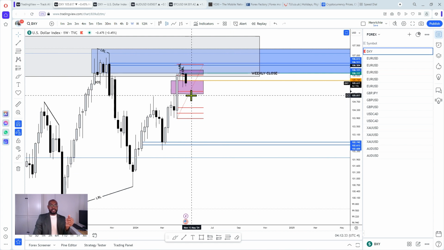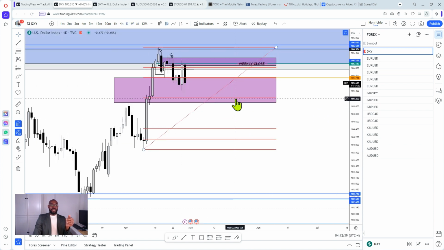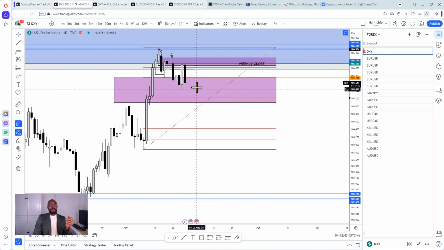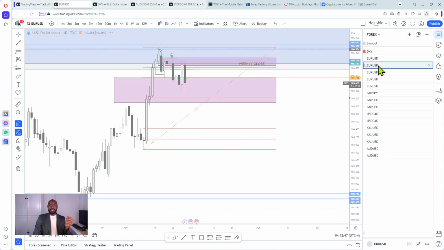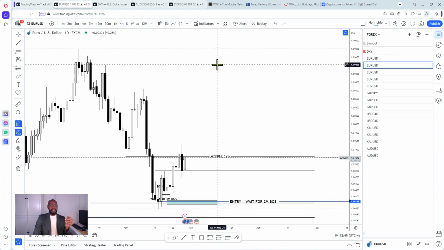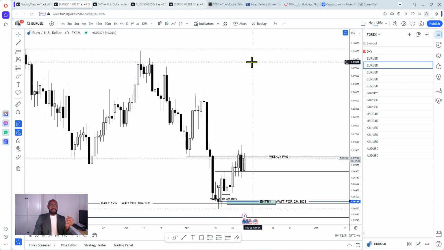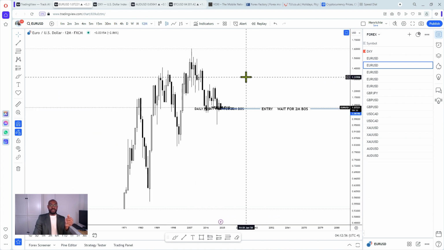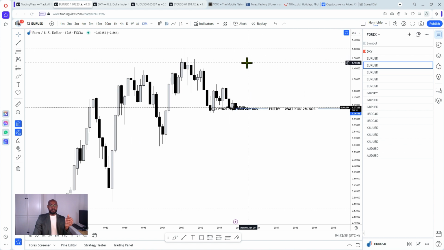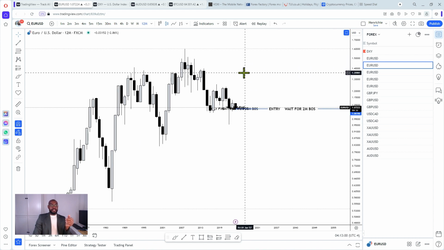Hopefully, we do see price coming to this equilibrium zone, and then we will be looking to see what is going to happen in the marketplace, whether price is going to give us an opportunity for dollar to go higher, or whether dollar is going to continue lower. So wait and see what's going to happen. The next one we're going to be looking at is Euro US dollar. So for Euro US dollar, we start from the 12 month, just like we started with dollar on the 12-month time frame.